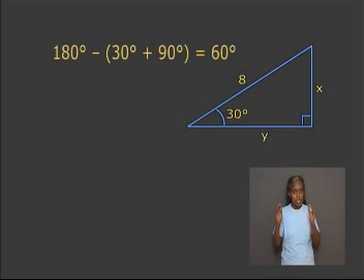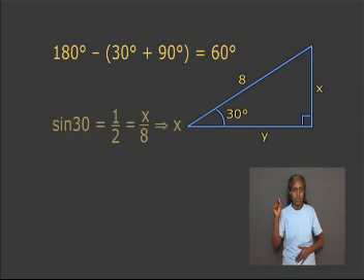The sum of the measures of the interior angles of a triangle is 180 degrees. So the measure of the other angle is 60 degrees. To find the length of x, we use the sine of 30 degrees equals x over 8. Since the sine of 30 degrees is 1/2, x equals 4 units.